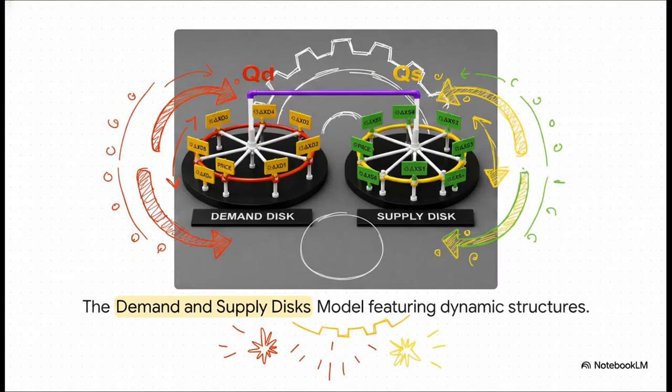Which brings us to Section 3, the demand and supply disks. Enter the Demand and Supply Disks model, or the DSD model for short, created by Mario Arturo Ruiz Estrada. Notice the stark contrast here. Instead of flat static curves, we're now dealing with dynamic, multidimensional structures. The red disk on the left represents demand, the yellow on the right represents supply, and they physically interact. This isn't just some dry math equation, it's a continuously running engine. Let's break down exactly how it works.